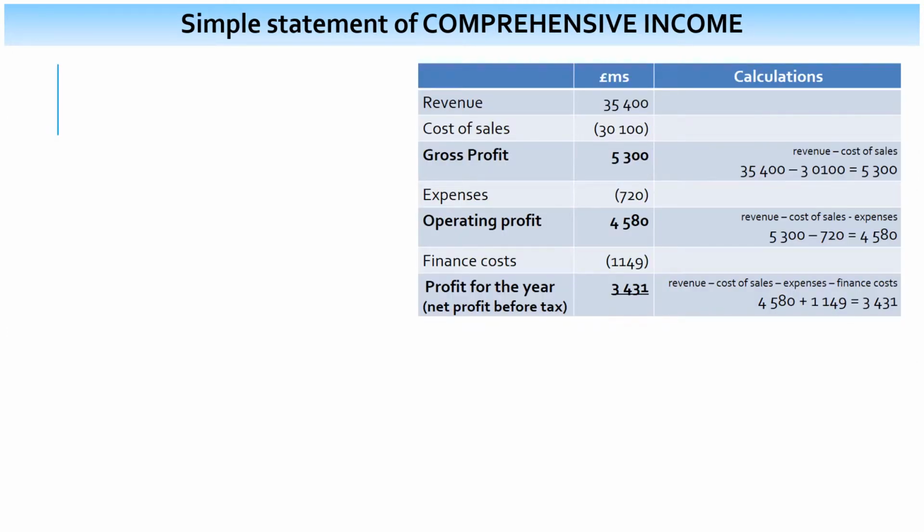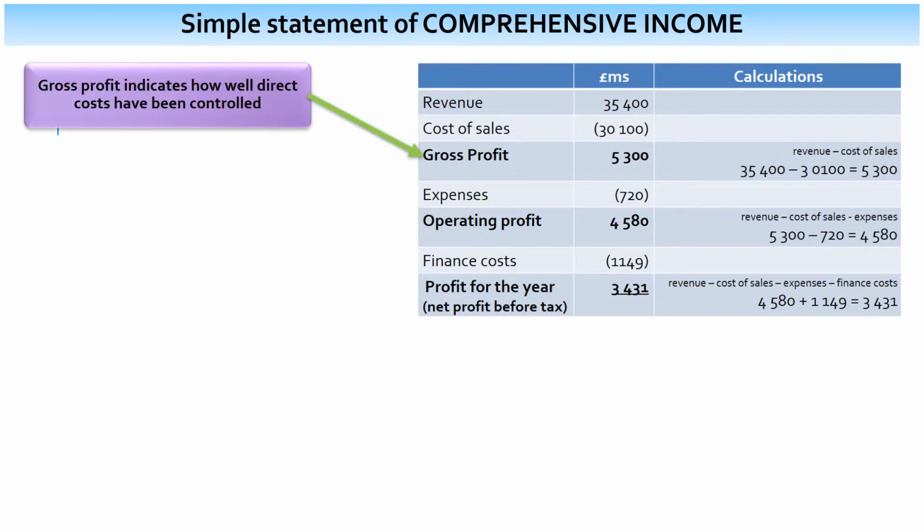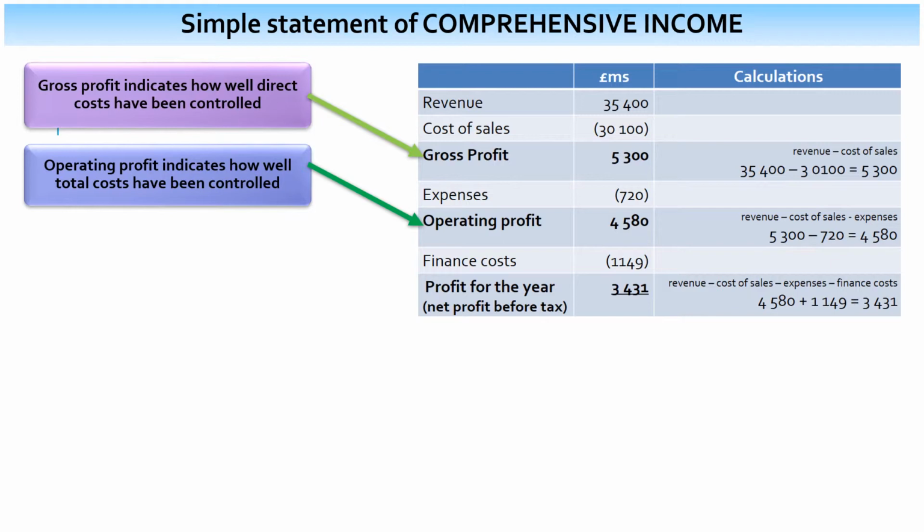So here's an example of a simple statement of comprehensive income. And we might use it in the following way. Firstly, we might look at gross profit. And this indicates how well the direct costs have been controlled. So how well does revenue, the money we received from selling items, cover the direct costs of making those items. We can then look at operating profit, and that shows us how well total costs as a whole have been controlled. And based on this figure and the gross profit, we can start to look at the cost structure. What's more significant, the cost of sales or the expenses? What can we learn about the business from this information?